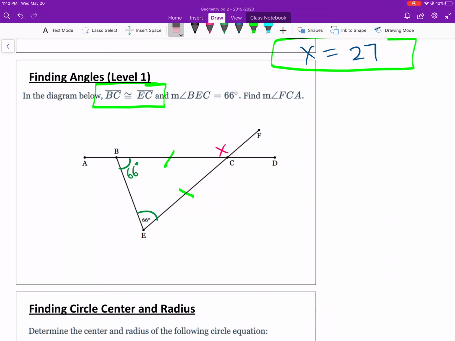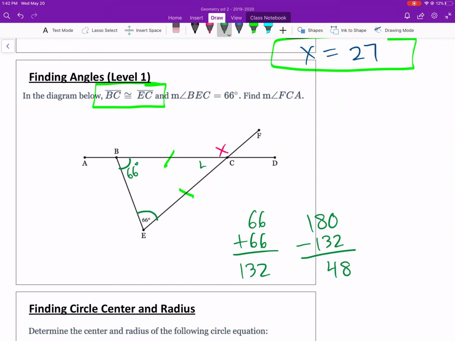If you add those together, that gives us 132. Now to find that third angle of the triangle, we'll do 180 minus that 132, and that's 48. So that third angle of the triangle is 48 degrees. And now it's just a linear pair to find the angle in the exterior there. Angle FCA, the one they asked us for, that would be 132.